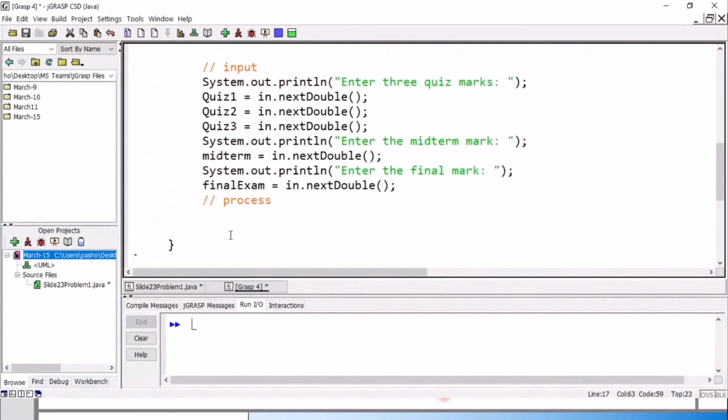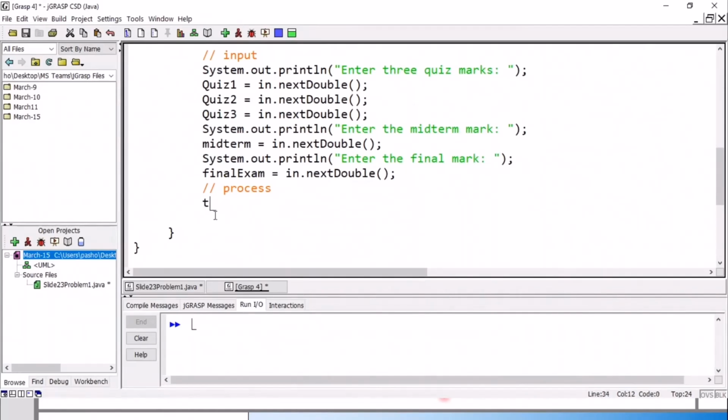And wherever I want to use it, I will write the equation total equal, and write the equation quiz 1 plus quiz 2 plus quiz 3 divided by 3. And there is no need to put point because quiz 1, quiz 2 already are double, and double over integer is double. Multiply by, I used constants.